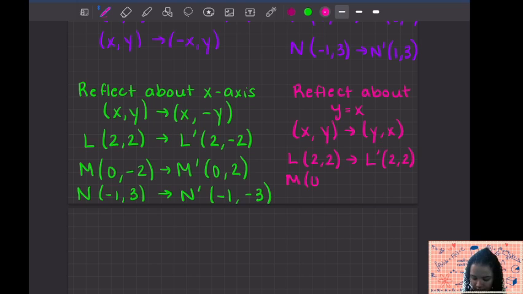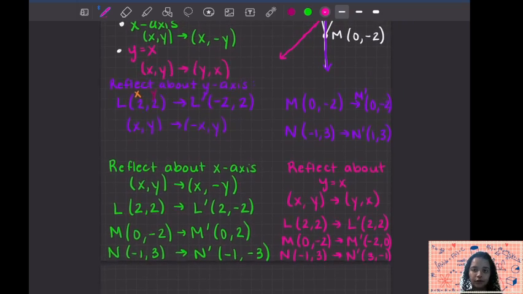M is at (0, -2). I'm going to go ahead and switch x and y. So now M would be at (-2, 0). And finally, N is at (-1, 3). If I switch x and y, I'm going to be at (3, -1). Okay. So those are some of your basic reflection rules.